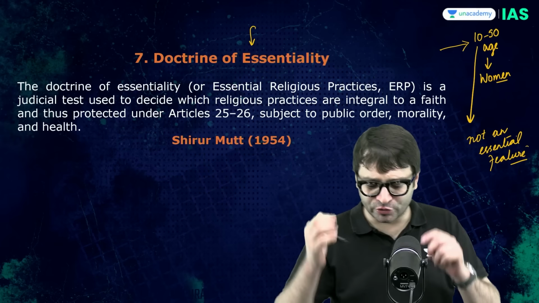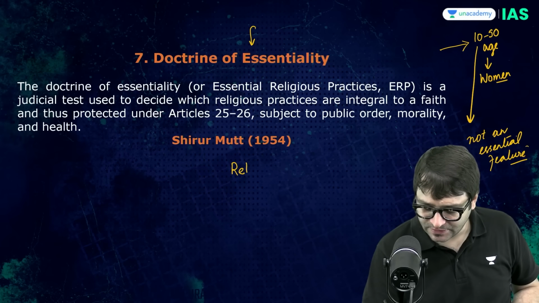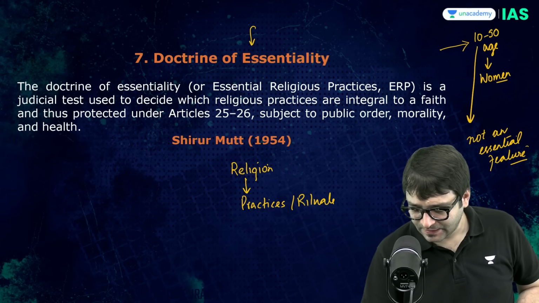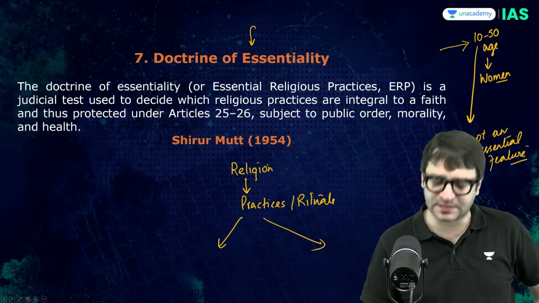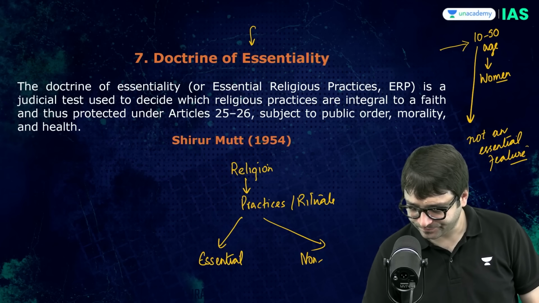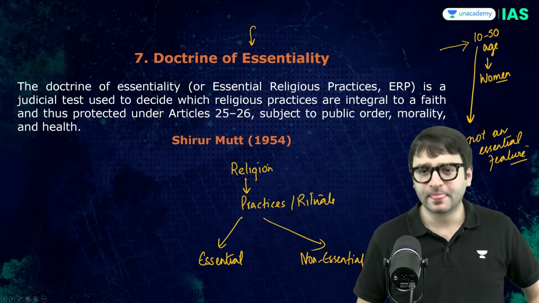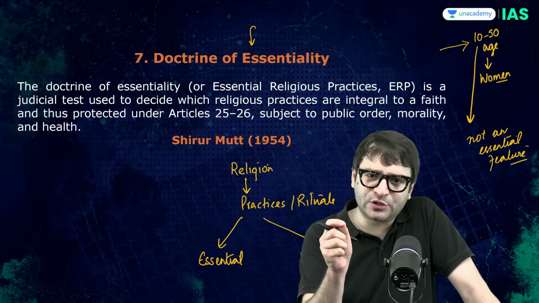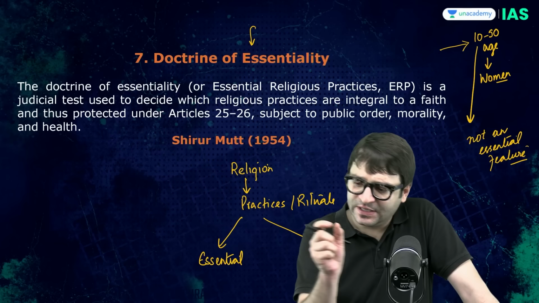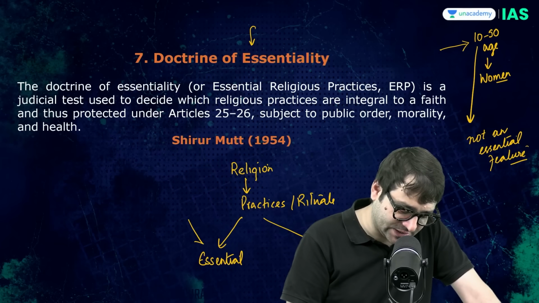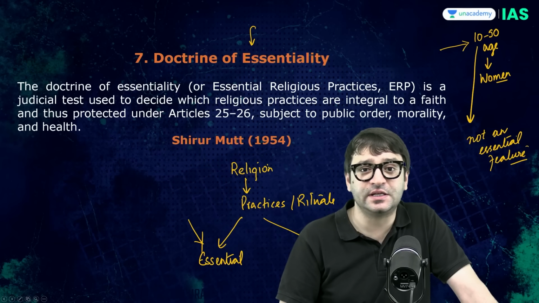Long story short, whenever there is a religion, and in religion there are some practices, there are some rituals, we have to divide these rituals and practices into essential and non essential. If there is a religion where there is a ritual and it is essential to that religion, in the sense, if we remove this feature, if we remove this ritual, the religion will collapse. And courts cannot interfere in these features, in these rituals, in these practices.